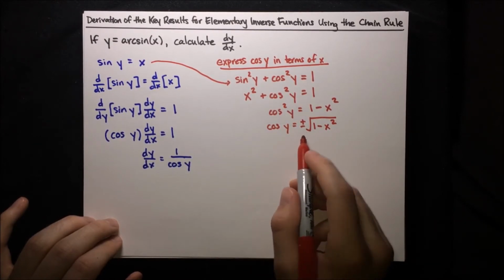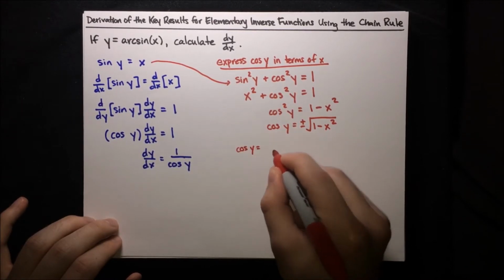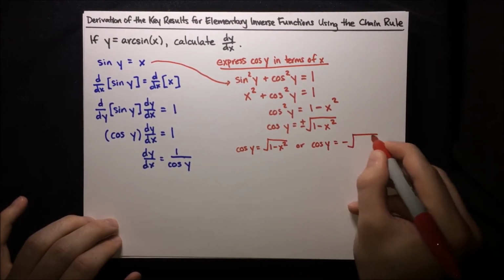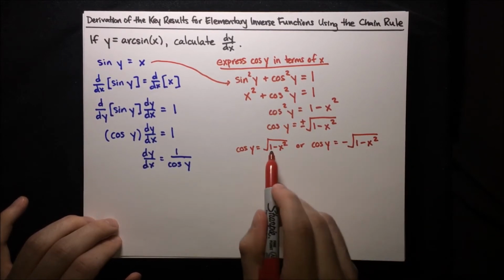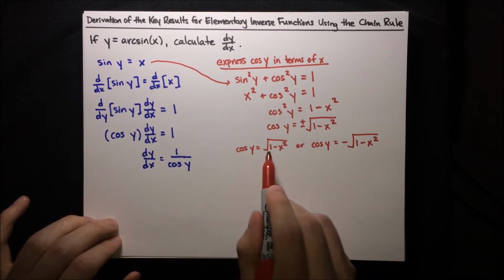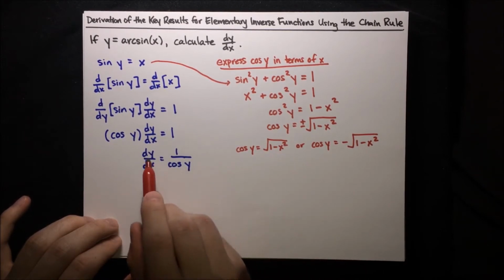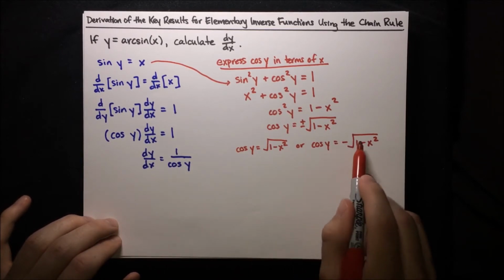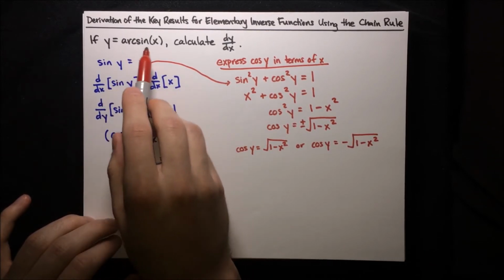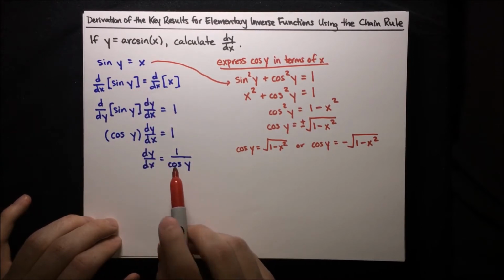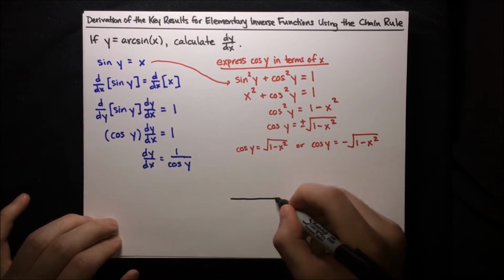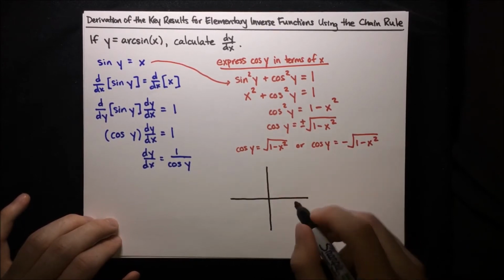But hang on, that's two possibilities. That's one possibility, cos y equals positive root 1 minus x squared, or cos y equals negative root 1 minus x squared. So which possibility should we use in our derivative here? It really does matter which one we choose, because if we choose cos y equals root 1 minus x squared, that's positive, so that'll make our derivative positive all the time. Whereas if we choose cos y equals negative root 1 minus x squared, that's negative, so that'll make our derivative negative all the time. So really we have to think, does arcsine have an always positive or an always negative derivative? Is it always increasing or is it always decreasing? And to figure that out, it might be helpful to draw a rough sketch of the graph of arcsine, so we can tell whether it's always increasing or always decreasing.